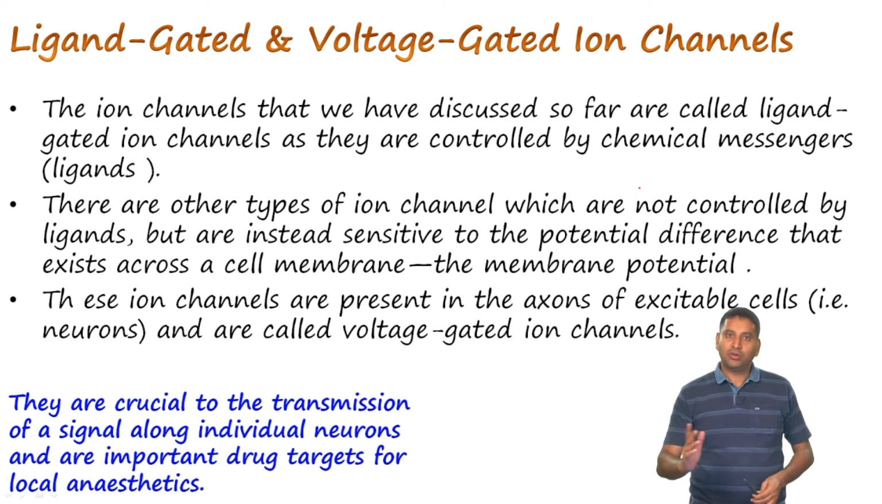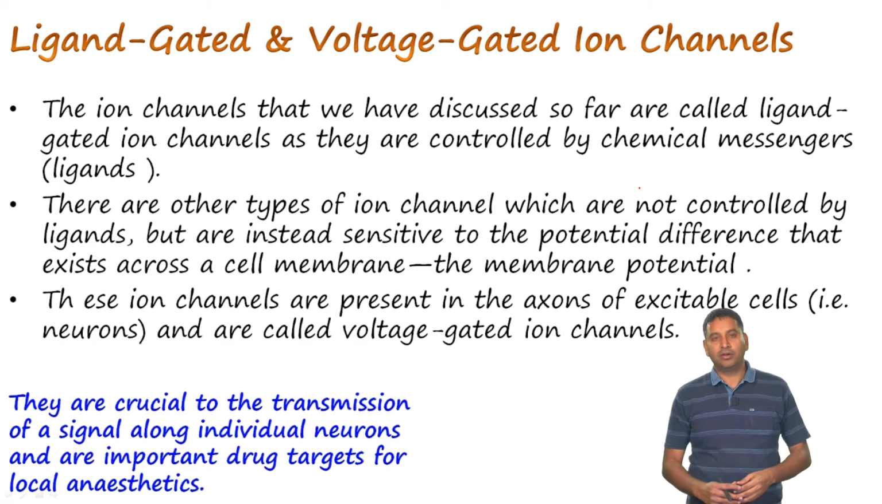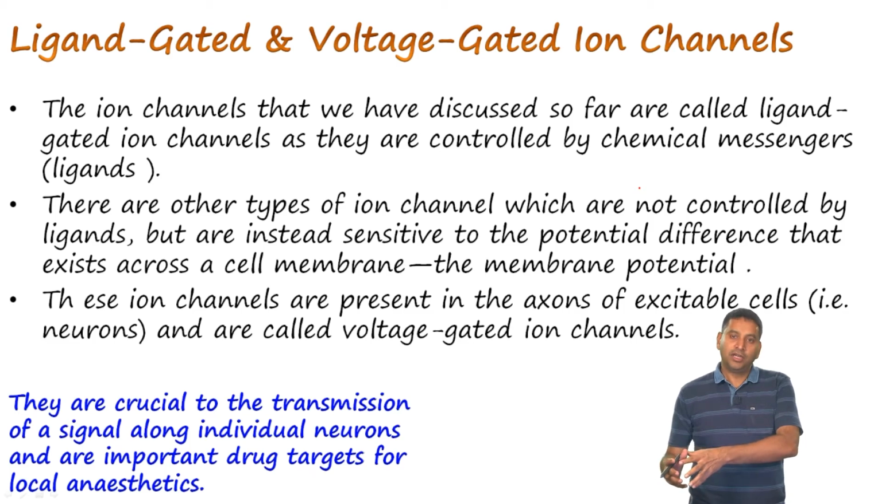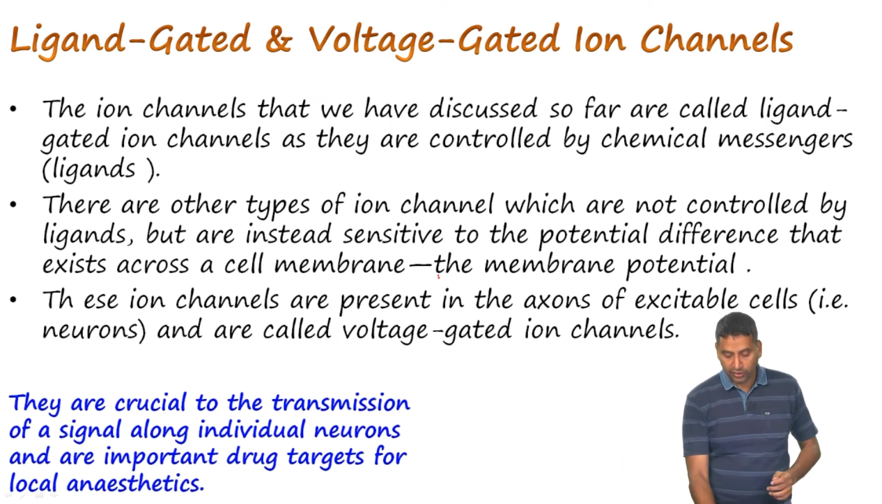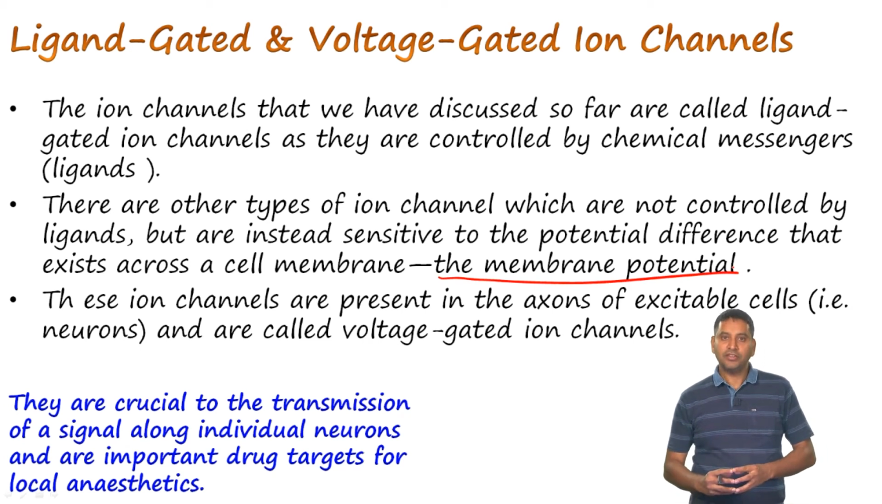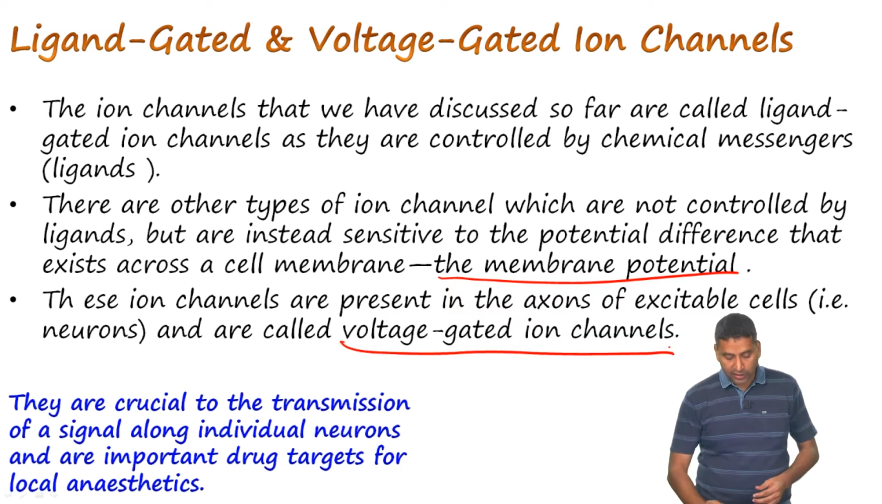Now, there are two types of gated ion channels. The first one, which we have already described just now, is the ligand gated ion channel, where the opening and closing of the gate is controlled by ligands. The other type of ion channels are not controlled by ligands, but instead are sensitive to differences in potential that exist across a cell membrane, which is also known as the membrane potential. These ion channels are actually present in the axons of excitable cells such as neurons, and these are called voltage gated ion channels.